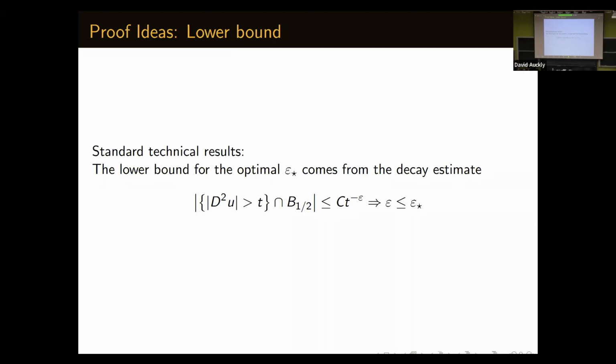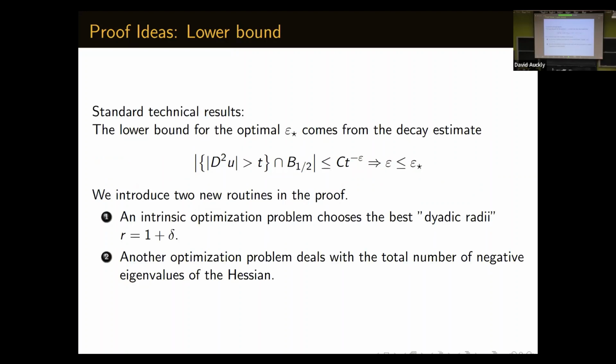And so you can choose the radii of your slices. Right? You cut the set where your Hessian is bigger than a certain number into slices. And instead of choosing a fixed value for your radii, let's say powers of 2, you can delegate the choice of the best radii to a later optimization process. So instead of slicing the set into powers of 2, you slice into powers of something that's bigger than 1. And another optimization process deals with the total number of negative eigenvalues of the Hessian, which shows up in the final estimate for epsilon, which is surprising.